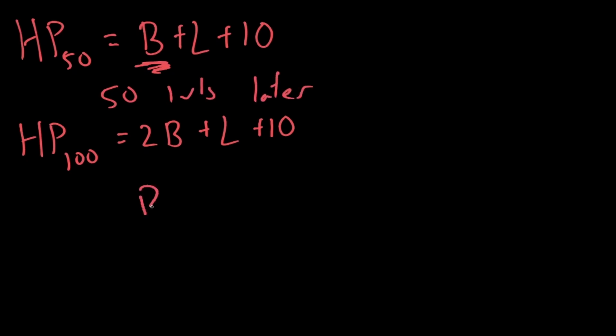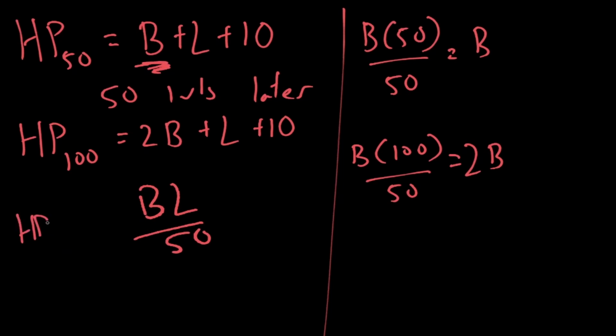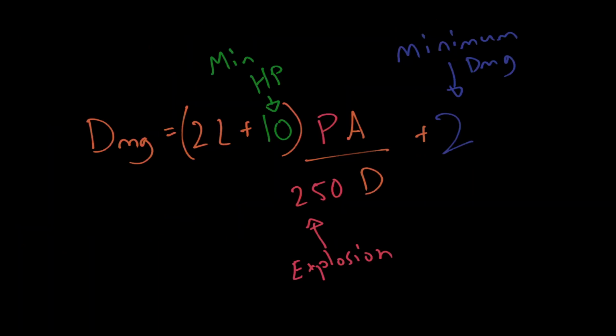I got it, BL over 50. So that when L is equal to 50, this is equal to B times 1. And when L is equal to 100, this is equal to B times 2. Now the HP equation is BL over 50 plus L plus 10. Phew. Now for the final part. Looking back into the formula I rewrote, the only thing left is the 2L, but I honestly have no idea where that comes from.